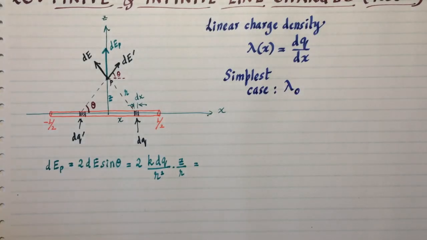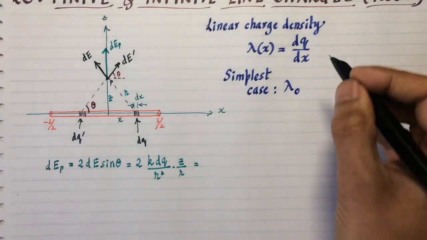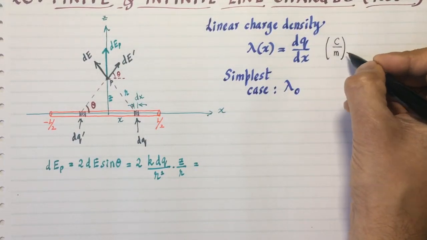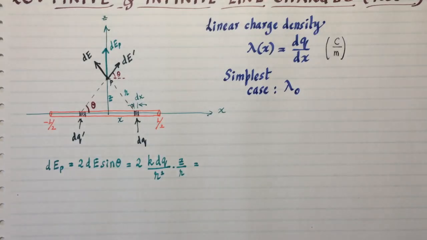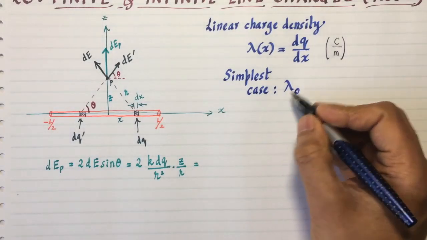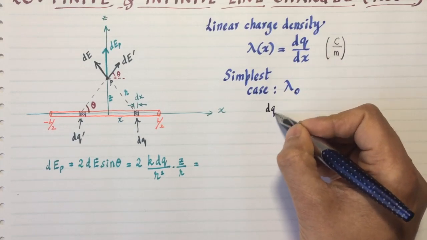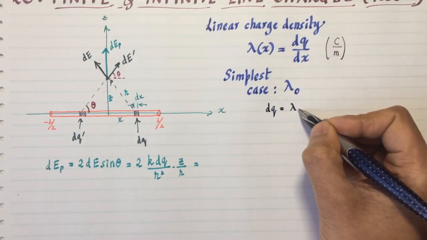Charge density, incidentally, has units of coulombs per meter. So the simplest case would be the same number of coulombs per meter throughout the rod, meaning it's a uniform rod. Under these conditions, dq by dx is lambda naught, so dq is simply lambda naught times dx.